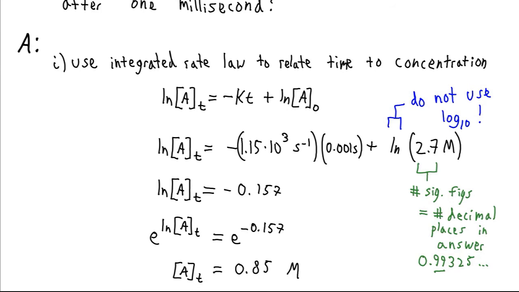And if we do that, that gets rid of all of this junk here and just leaves us with the concentration at the particular time. And on the right side, we get an answer of 0.85. And here we have to tack the units back on. We know this should be in units of molarity.